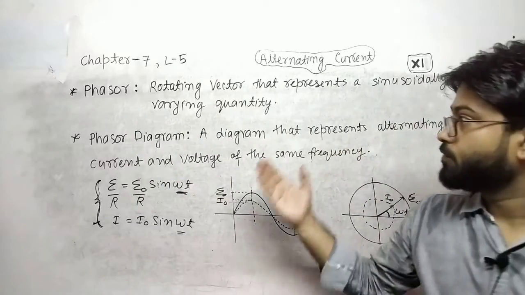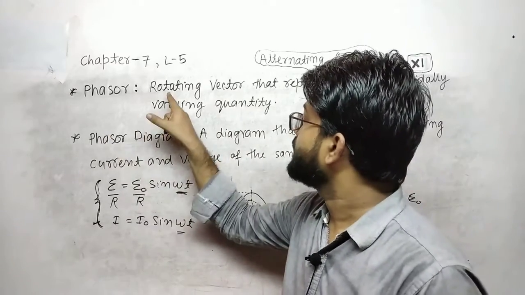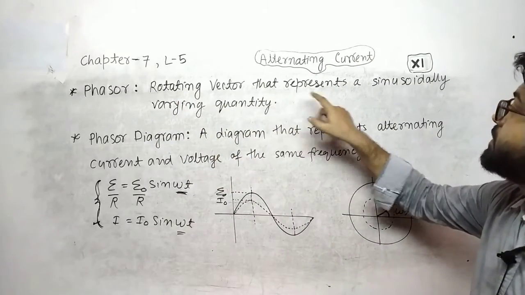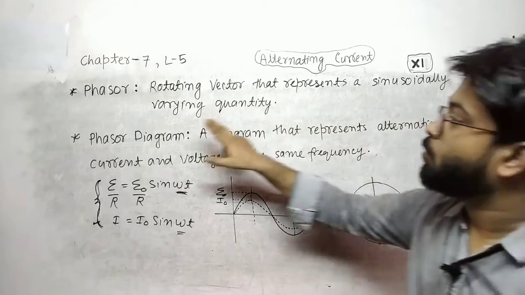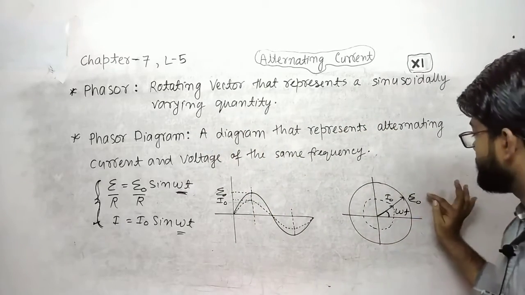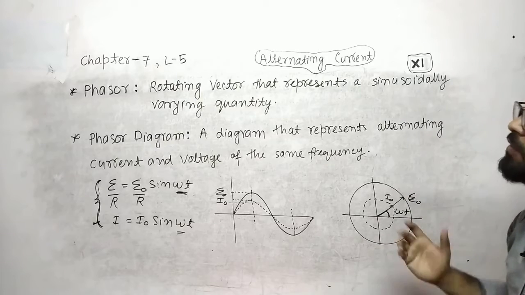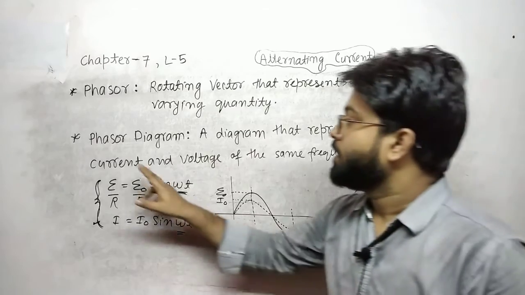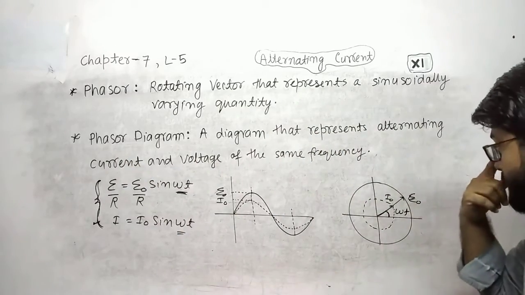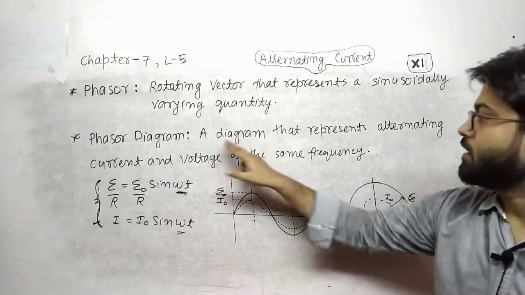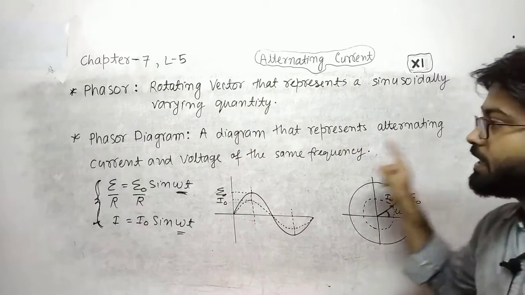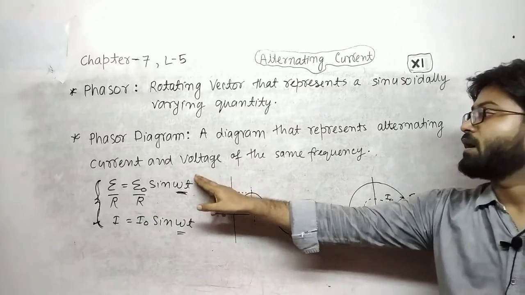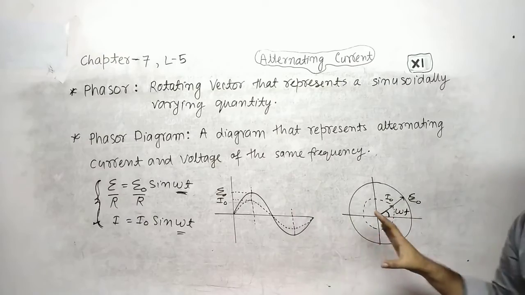Let us move toward the definition. What is a phasor? A phasor is a rotating vector that represents a sinusoidally varying quantity, one quantity being potential E and another being current. This vector is called a phasor. A phasor diagram is a diagram that represents the alternating current and voltage of the same frequency.